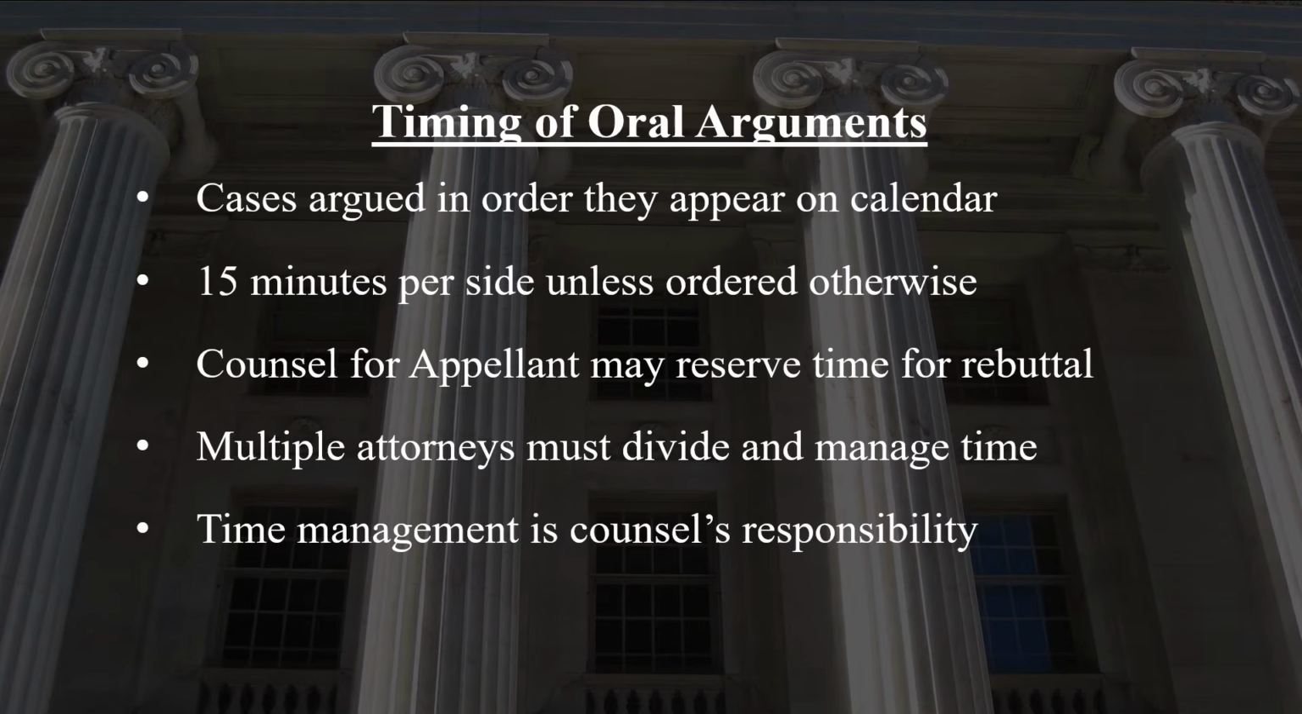Please note the following regarding the timing of oral arguments. Cases will be argued in the order in which they appear on the calendar. 15 minutes per side is allocated for oral arguments unless the court has ordered otherwise. Counsel for the appellant may reserve a portion of their time for rebuttal by stopping their argument and excusing themselves. If more than one attorney per side plans to argue, then they must divide and manage the allocated time. Time management is counsel's responsibility.